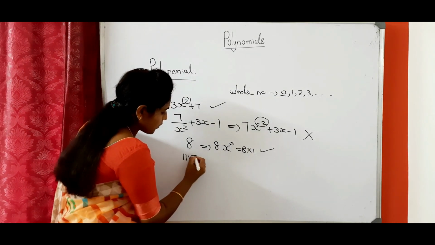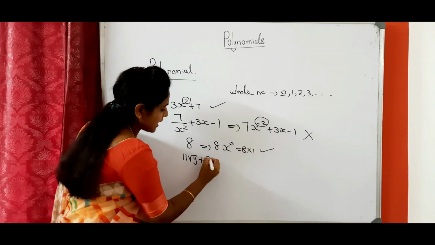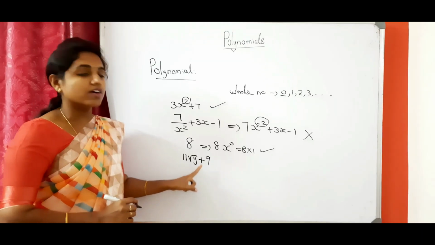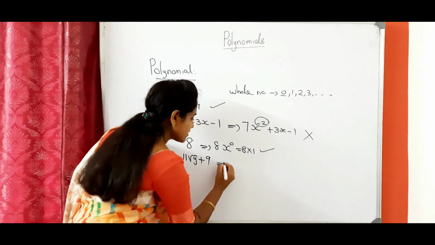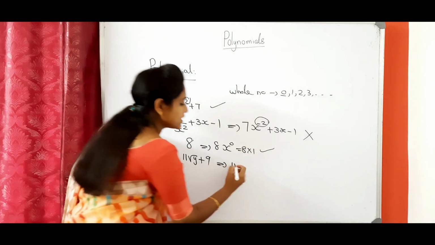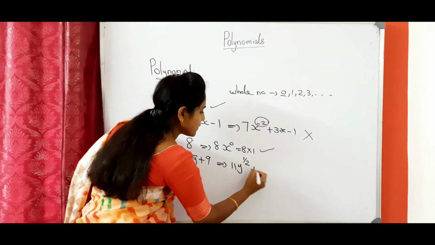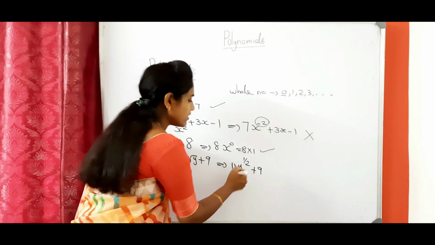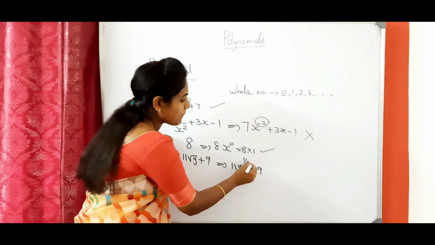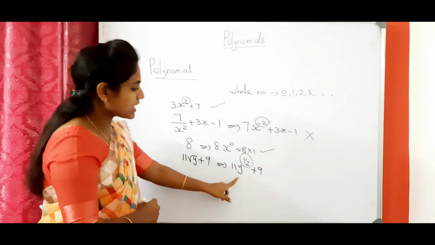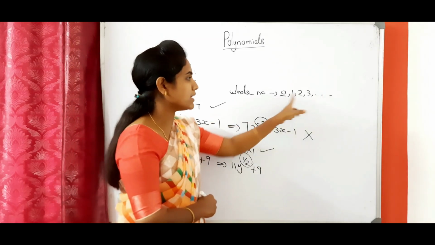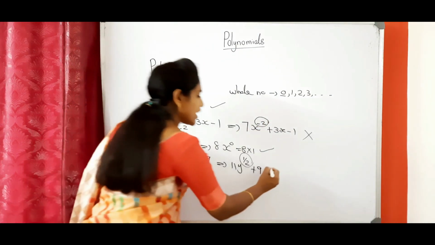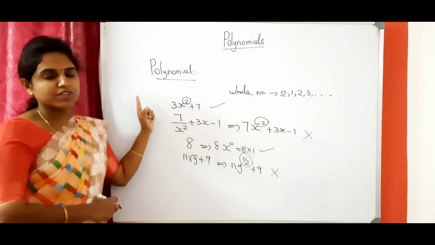11 root y plus 9. Is it a polynomial or not a polynomial? It is not a polynomial. Why? Listen, 11 root y means what? That is nothing but 11 y power 1 by 2 plus 9. See, the variable power is a fraction. But our condition is that the variable power is a whole number, whether 0 or positive. But here the variable power is a fraction. Therefore, it is not a polynomial.